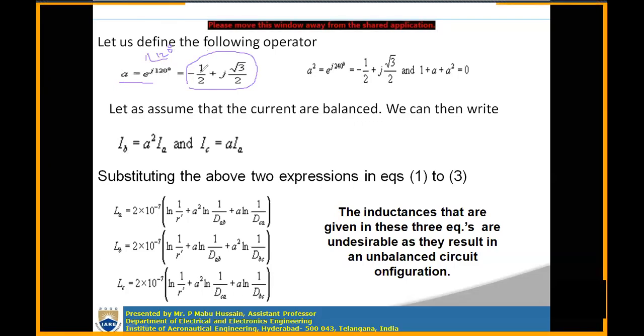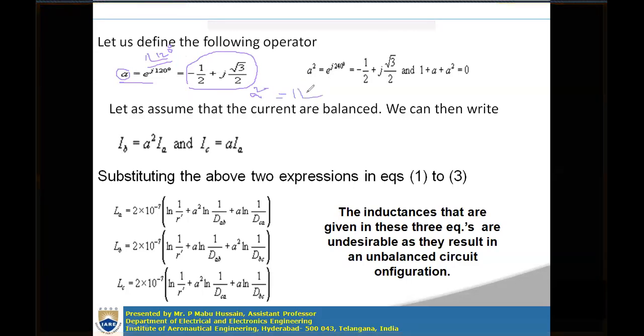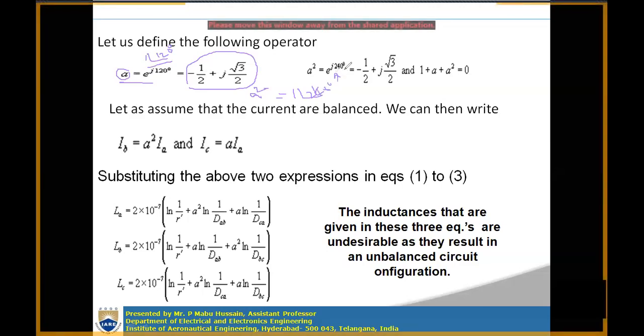When you calculate this value, it becomes minus 1 by 2 plus j root 3 by 2. So when you assume a, what about a square? A is 1 at an angle 120 degrees, so a square will be 1 at an angle 240 degrees. This can be written as e power j 240 degrees. If you calculate this value, you will get minus 1 by 2 minus j root 3 by 2.